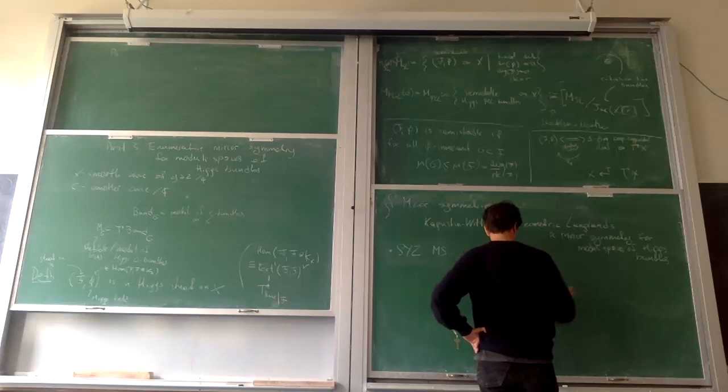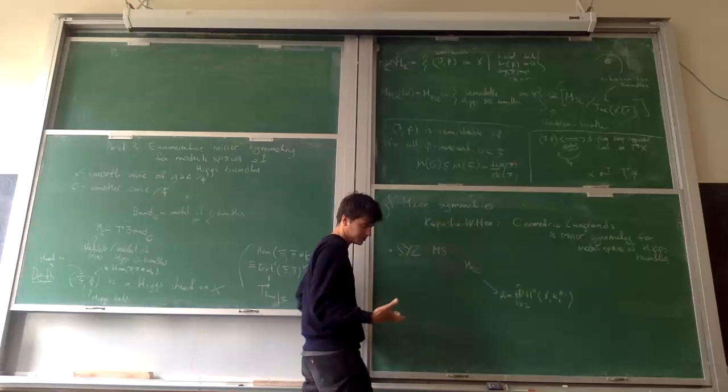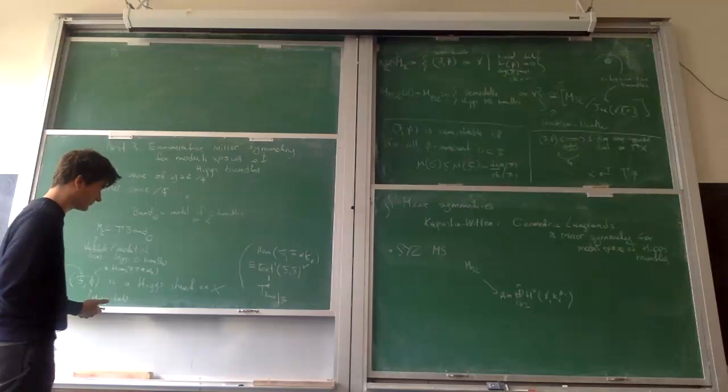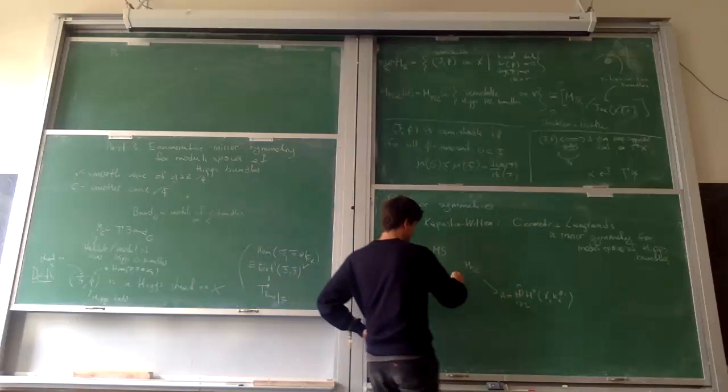Well, what is this association? You just take your Higgs sheaf and you take the characteristic polynomial of your Higgs field. And this map is called the Higgs map.